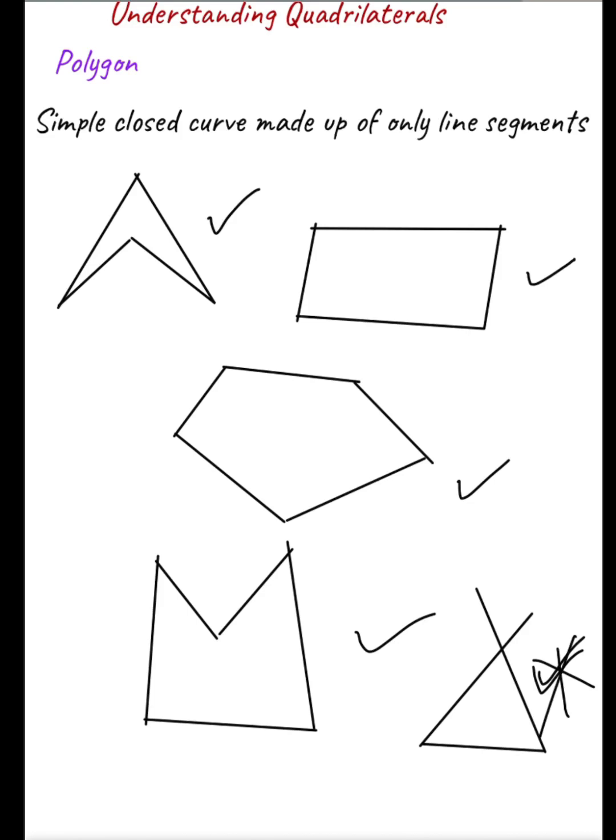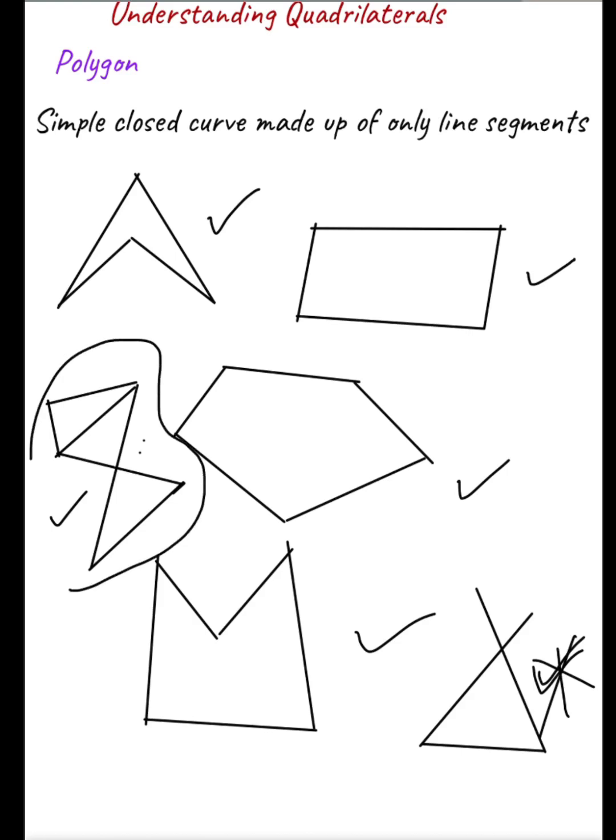Now I will show another example. Now see this. What about this? Is this a polygon? This is made up of line segments only, and at the same time it's closed also. But this is not a simple one. So you cannot consider this as a polygon.